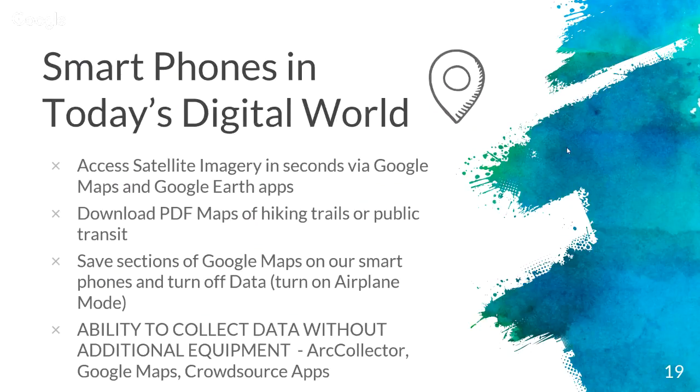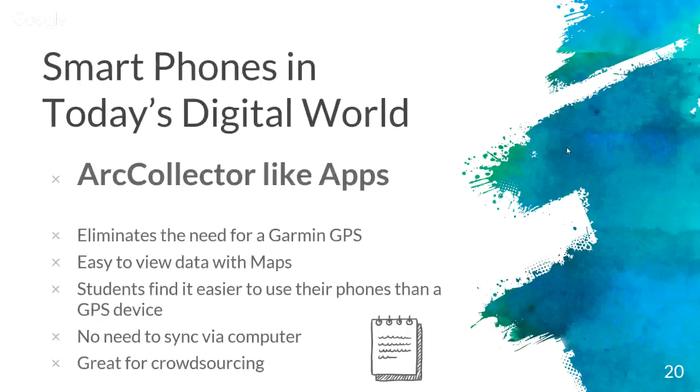You can also collect data using the apps on your phone from like the Google Play Store or the Apple Store, like the Arc Collector or Google Maps or other crowdsource apps that you may use. The big thing about using your smartphone to collect data is it eliminates the need for the Garmin GPS. Even if you have the data in airplane mode, your GPS still works. It still communicates to satellites and you can see your exact location.